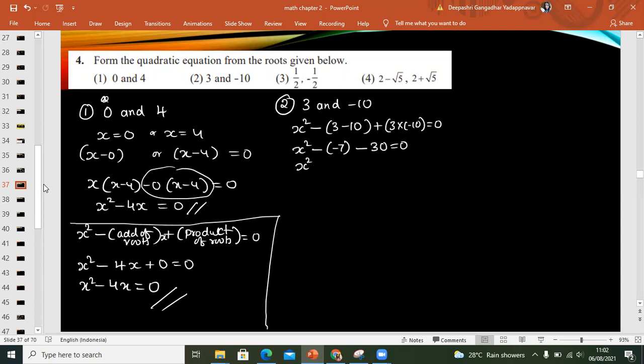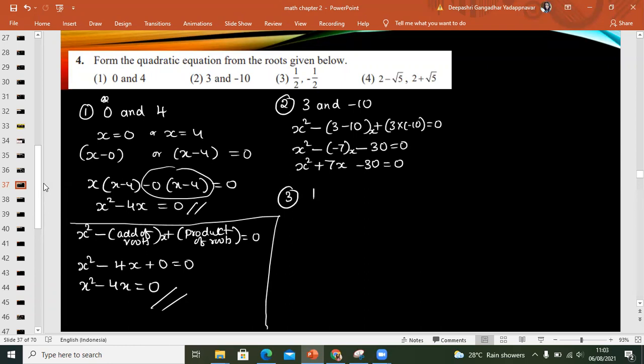Again, x square, negative times negative becomes positive 7. We forgot to write x here. x square plus 7x minus 30 equals 0. So this is a quadratic form of equation. Let's go to the next question.